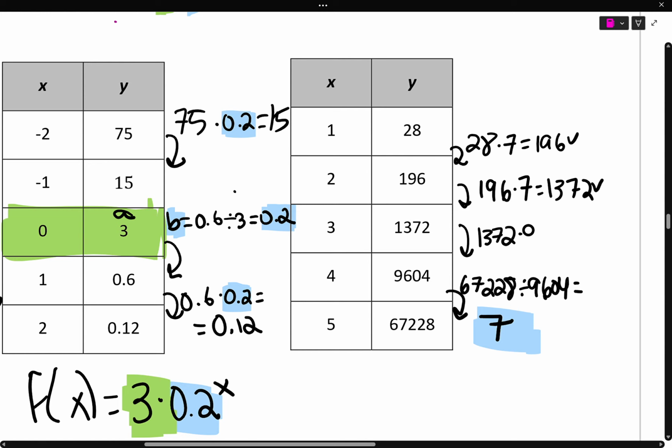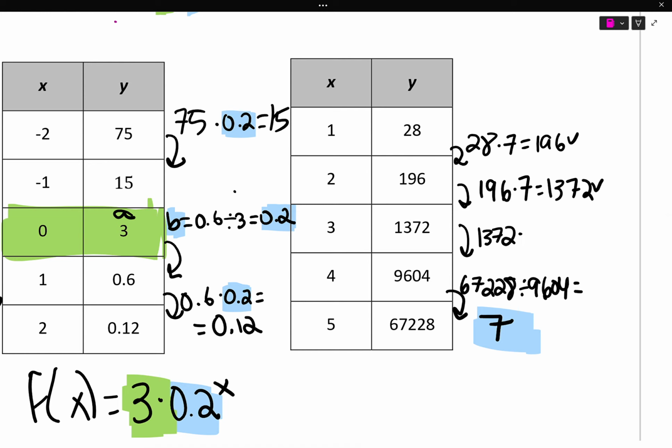1372 times 7. I don't know why I tried multiplying by 9,000. Is 9,604. Perfect. So multiplying by 7 is our pattern. Well, in order to go backwards, because I need to go one step back to get where x is 1, I'm going to do division. So to go this way, I'm going to do 28.